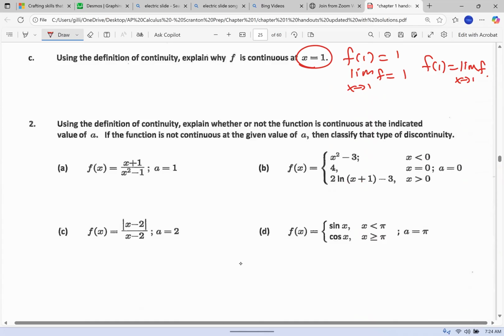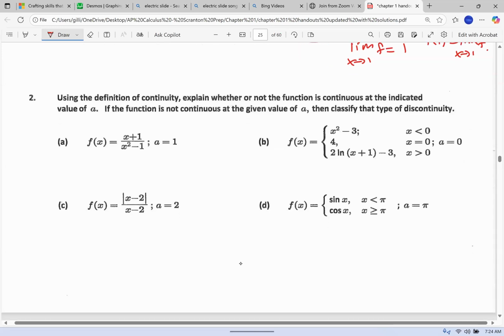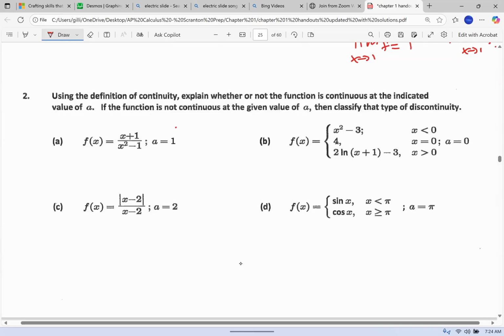All right, so down here, just once again, we're going to invoke the definition of continuity and explain whether or not the function is continuous at the given value of a. So again, we know our sentence starters. I'm going to start with the function value at 1. And I'm going to get 2 over 1 squared minus 1, which is 0. So immediately the function value does not exist. But we have to investigate further to see what type of discontinuity it is.